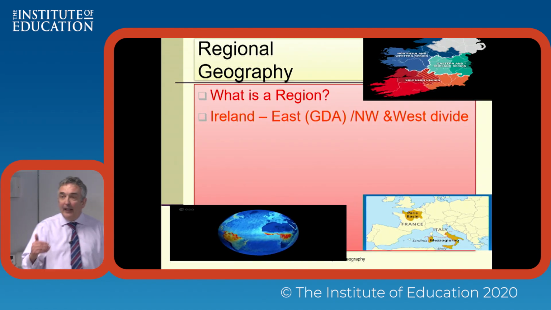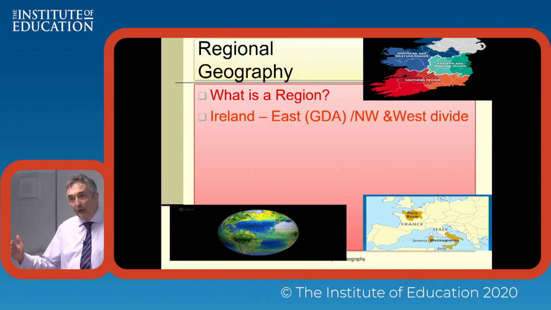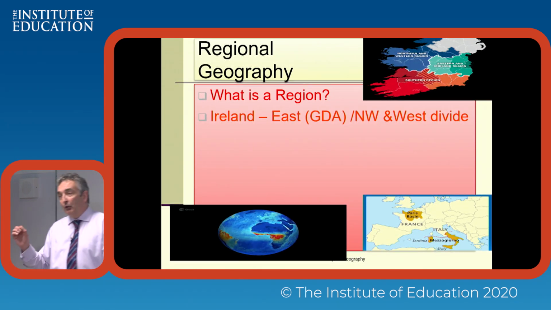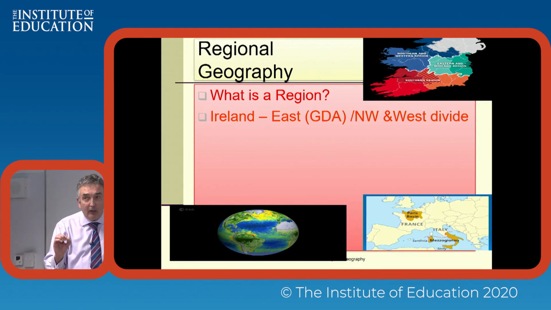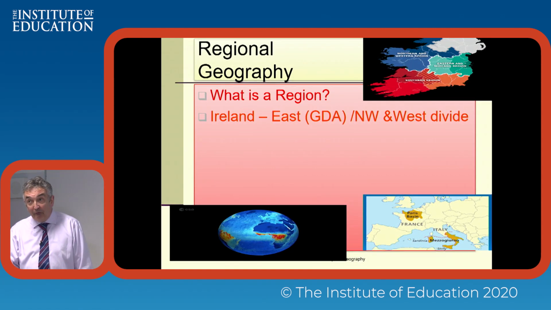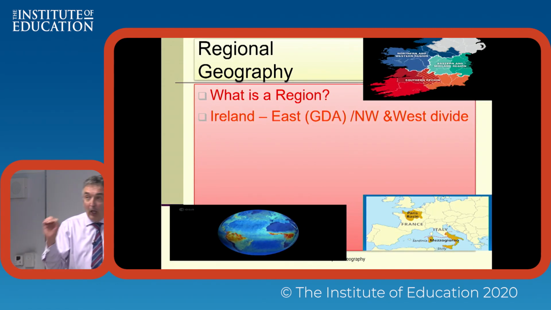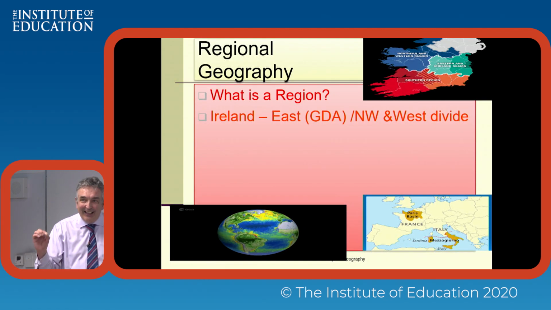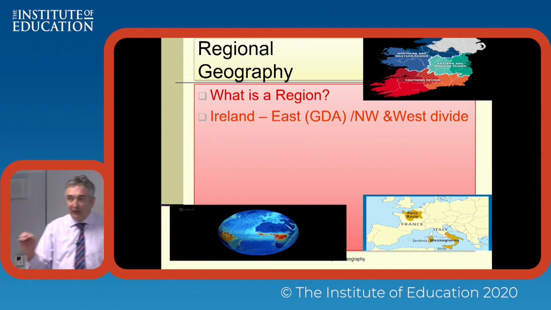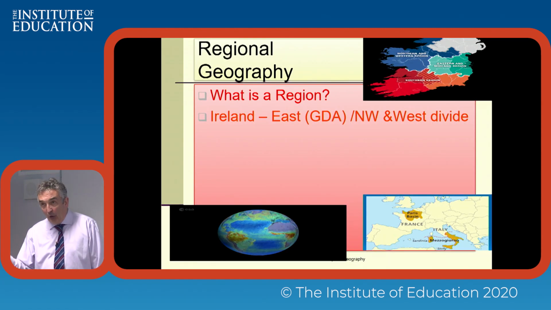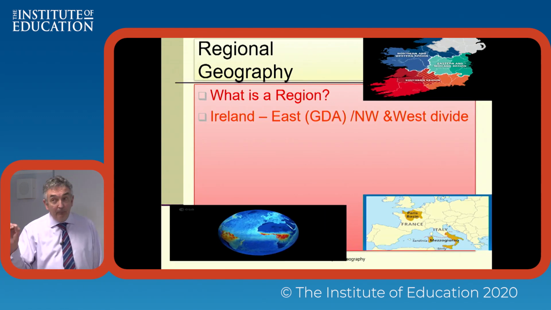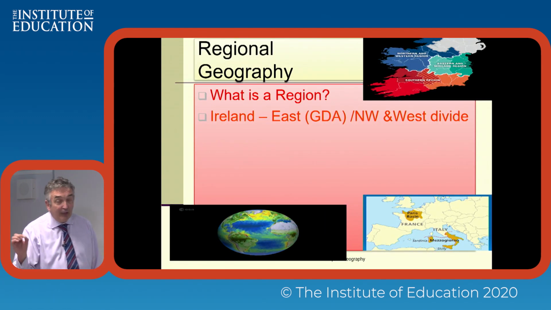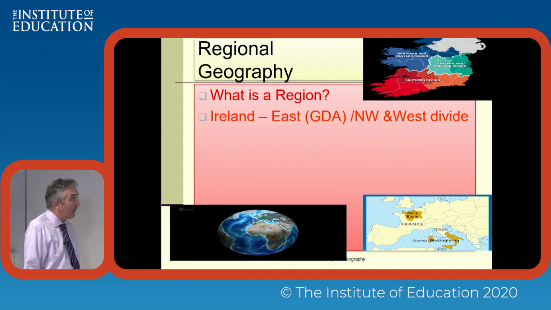And having looked at the GDA, we're going to go westwards, and we're going to look at the northern and western region of Ireland as our peripheral region, a region on the edge. As Lady Gaga said, on the edge of glory, but we are saying on the edge of Ireland, but more importantly, on the edge of Europe.